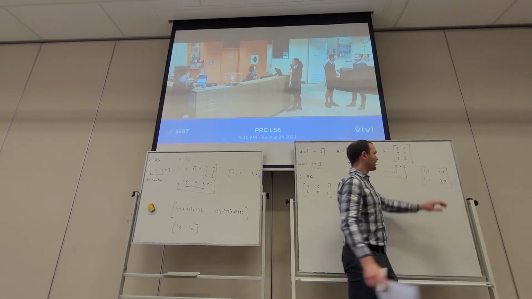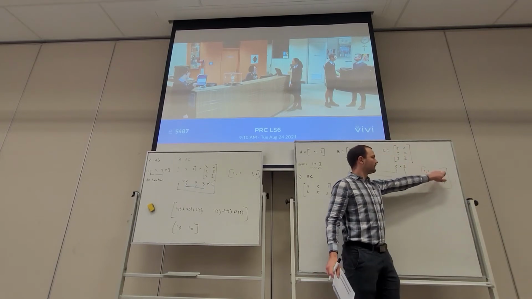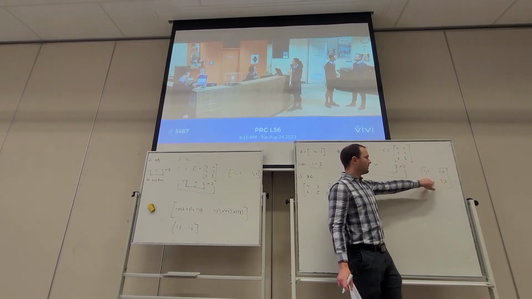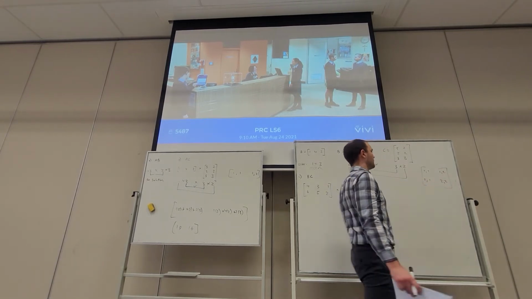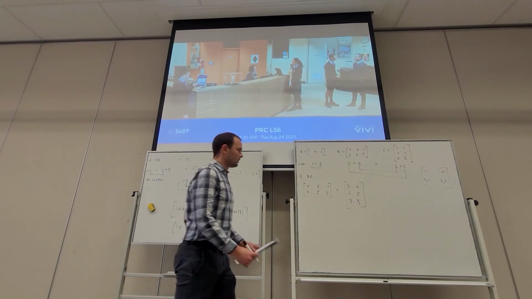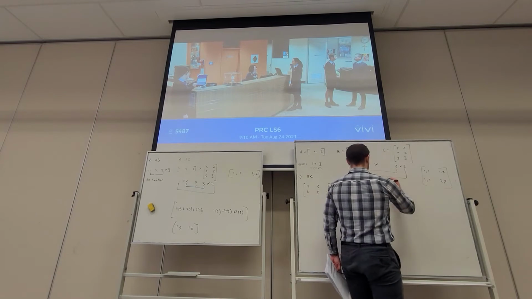Okay, so how am I filling that in? First row times first column, first row times second column, second row times first column, and second row times second column. That's just describing the positional. Okay? So let's perform this multiplication.